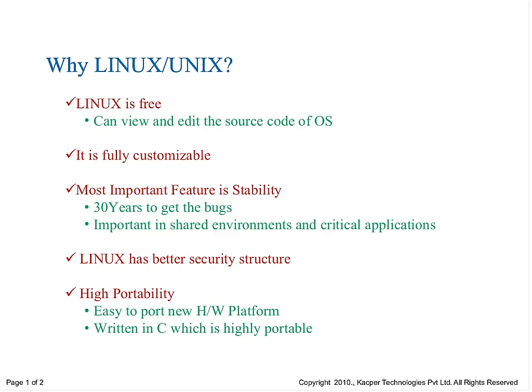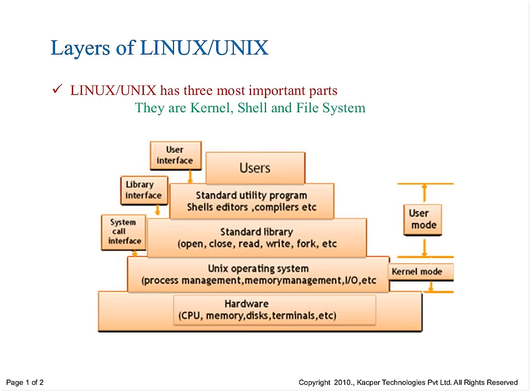So now that we have explained why Linux is used by a lot of companies today, let's look at the main features of Linux so that we can familiarize ourselves with it. Linux has three most important parts. One is called the kernel, the other is the shell, and the third one is the file system.